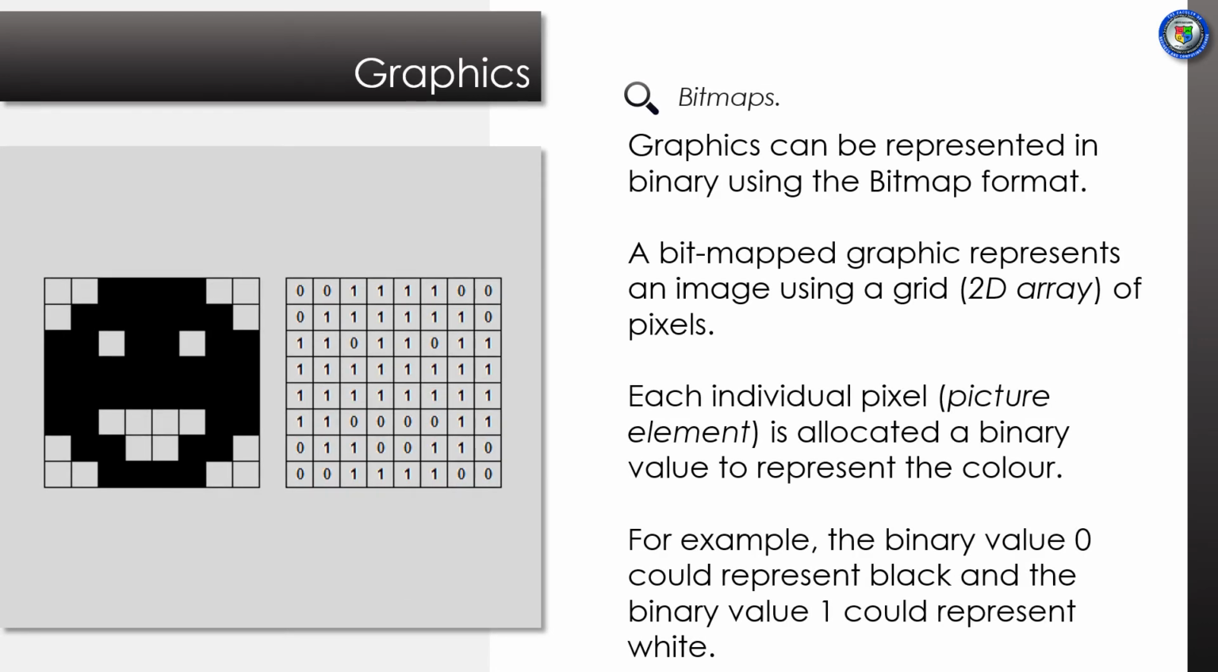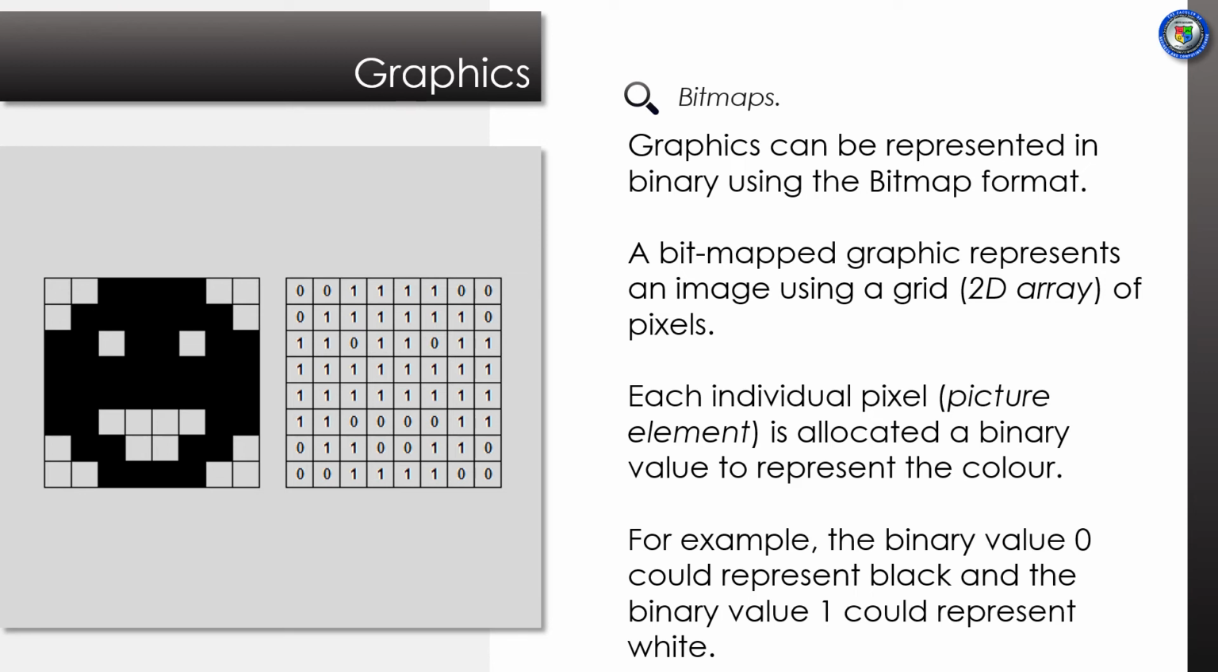Let's now discuss how the computer stores and represents graphics. The first graphic we will look at is a bitmap graphic. Graphics can be represented in binary using a bitmap format. We see an example of this in the graphic on the left hand side. We see the image and the bitmap of that image to the right.